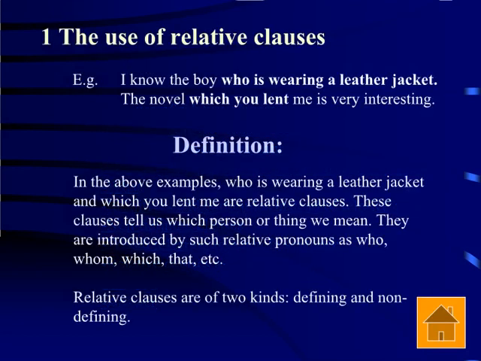First, in the above examples, "who is wearing a leather jacket" and "which you lent me" are relative clauses. These clauses tell us which person or thing we mean. They are introduced by such relative pronouns as who, whom, which, that, etc. And there are two kinds of relative clauses, defining and non-defining.